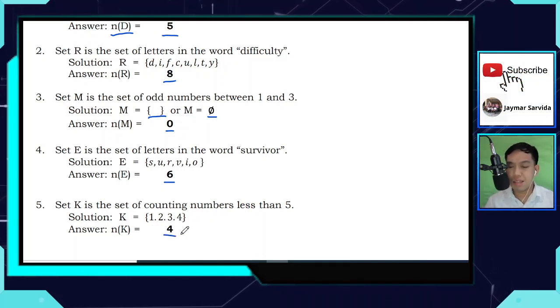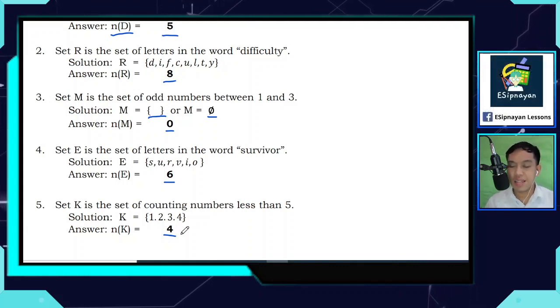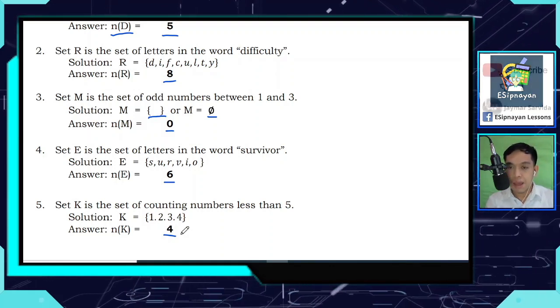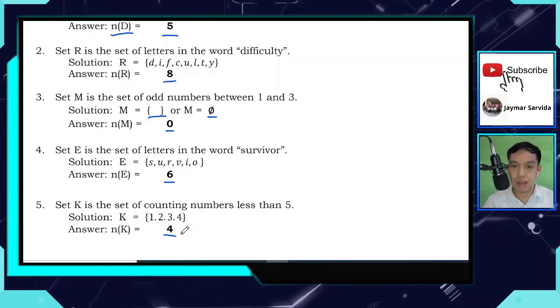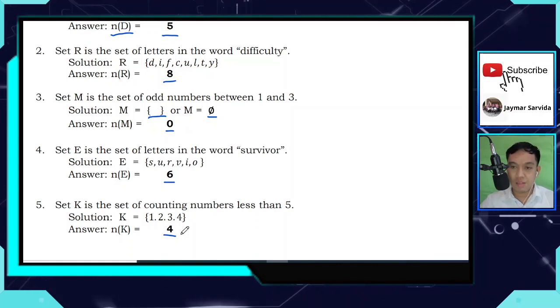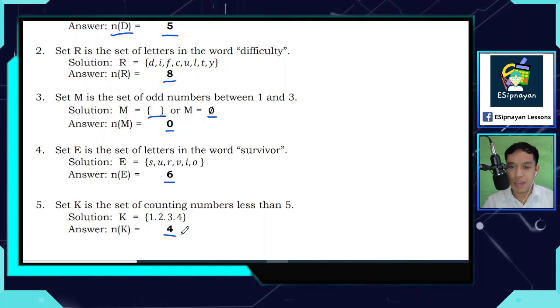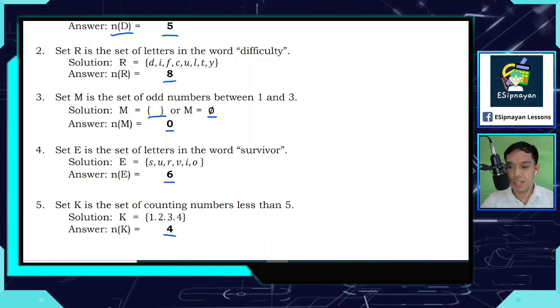So, ganun lang kasimple class yung ating universal set, subset, and the cardinality of set. Pag universal set, yung kabuuhan. Pag subset, yung isang set ay subset ng isa pang set kapag yung kanyang elements ay elements din ng isang set. Example, si A. Kung lahat ng elements ni A ay elements din ni B, ibig sabihin si A ay subset ni B. At ang cardinality naman of a set, tumutukoy yan sa number of elements sa ating set.